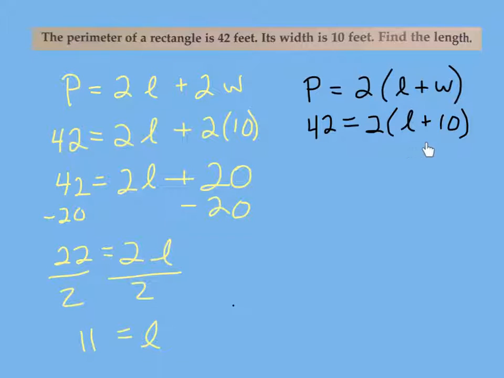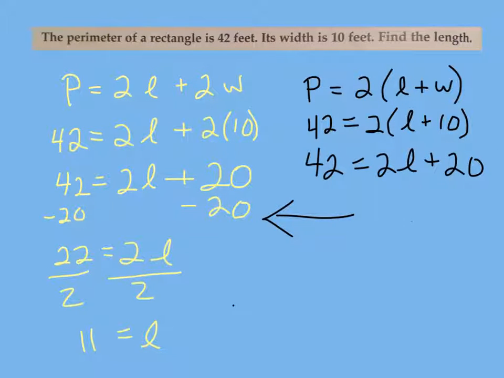Now if I was using this formula this way, the first thing I have to do is use the distributive property to rewrite this. So I'd get 42 equals 2L plus 20, and now it's exactly the same as this problem.